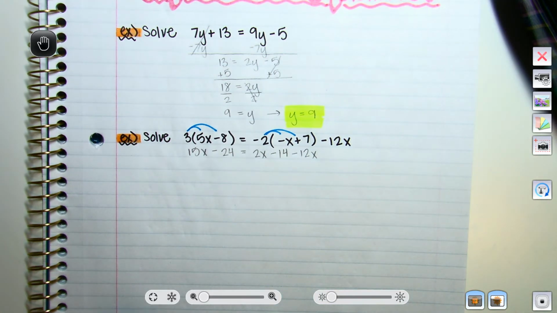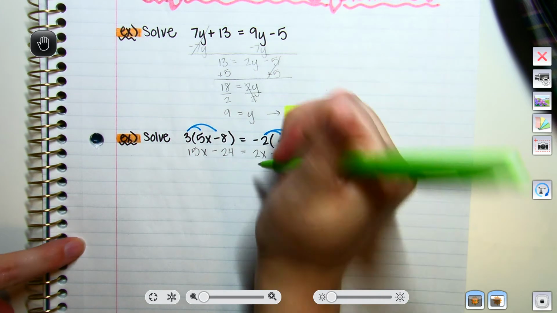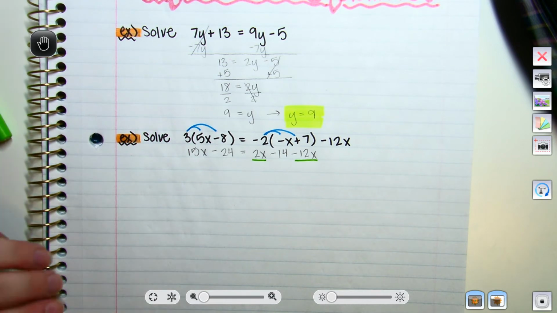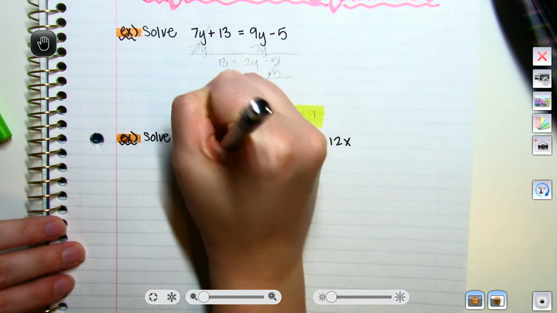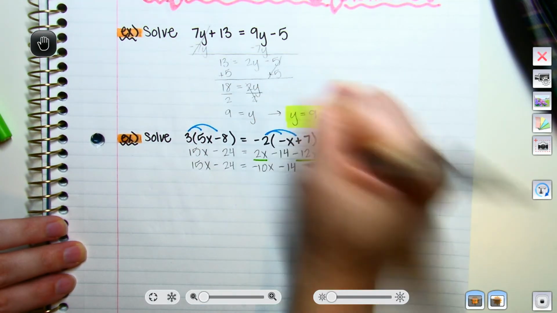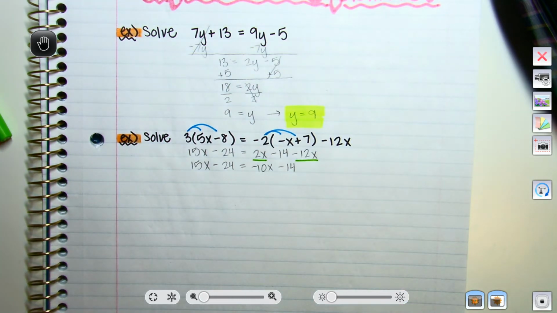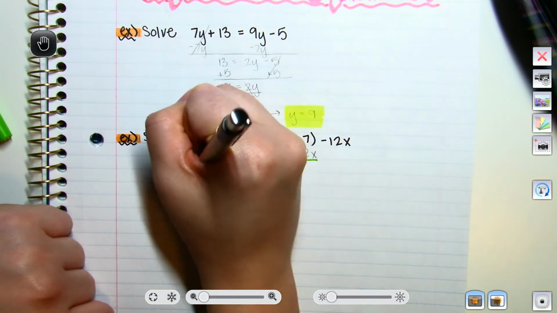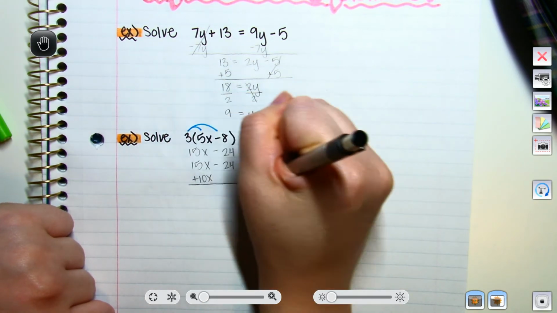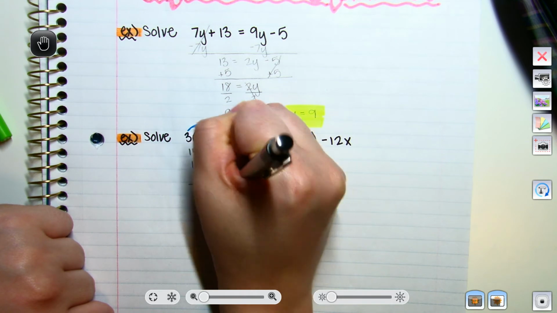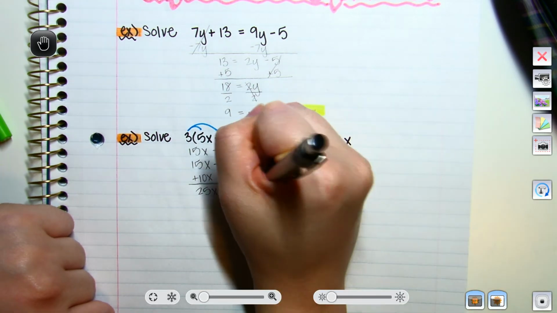Now I'm going to do something called cleaning up, or in other words, combining like terms. On the right side, I have a 2x and a negative 12x. I'm going to go ahead and combine those together. Left side stays the same. This is now equal to negative 10x minus 14. Now I want to get all of my x's on the same side together. Again, I like to keep my variable positive whenever possible. So I'm going to choose to add 10x to both sides. Cancel out over here. I'm left with 25x minus 24 equals negative 14.